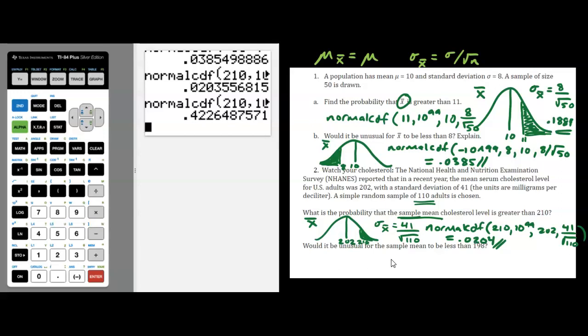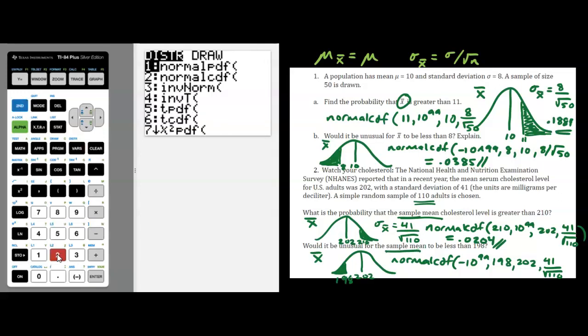This last one here, would it be unusual for the sample mean to be less than 198? Just as one final example here, you draw the sample mean distribution, put that mean in there. 198 is going to be on this left side, and we're going less than 198, so our setup is going to be normal CDF, and it's going to be negative 10 to the 99th power up to 198, and then we enter our mean and our standard deviation. And again, we're back to the 41 divided by root of 110 because we're back to talking about sample means, and so we really have to look for these key words.